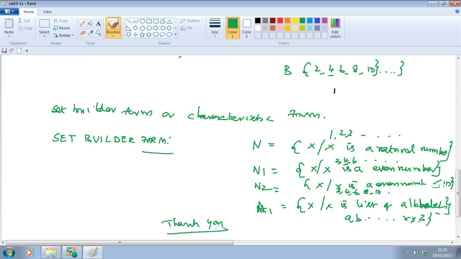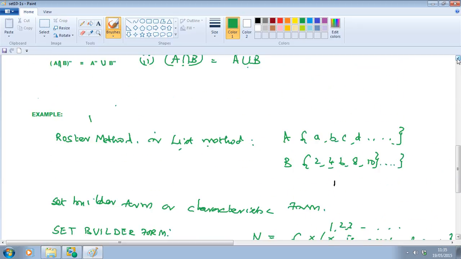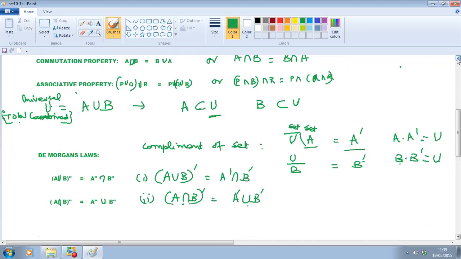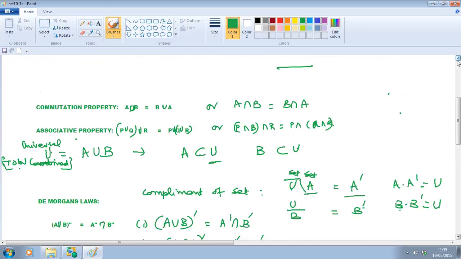Please go through the definitions again. What is a set? We should know these things: what is the commutative property, what is the associative property, what is the complement of a set, and what are the laws associated with sets?